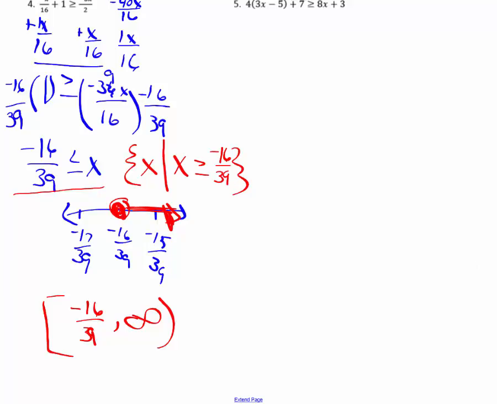All right, one more. Going through that, I have to do my distributive properties, so that's going to give me 12x minus 20 plus 7 greater than or equal to 8x plus 3. Combine my like terms. So 12x minus 13 greater than or equal to 8x plus 3.